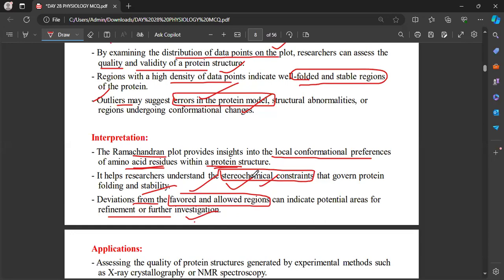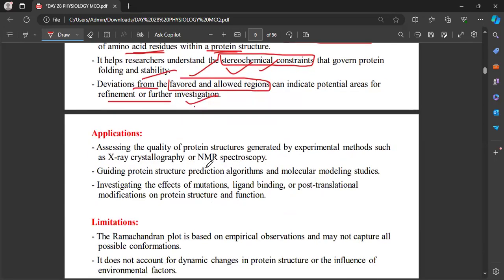Okay, now what are the applications of this plot? What are the uses? Once again, assessing the quality of protein structures determined by experimental methods, qualitative analysis, such as X-ray crystallography and NMR spectroscopy.